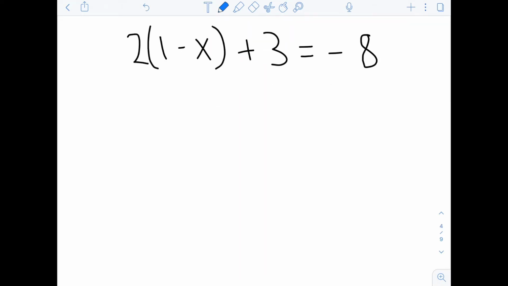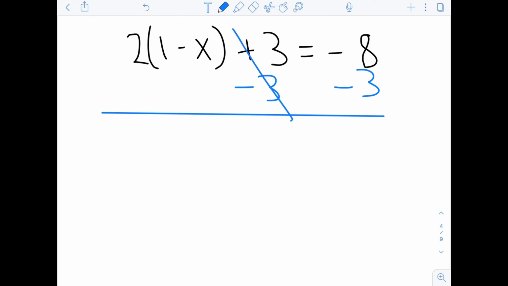In this case, the first thing I would do is get rid of that constant there by subtracting 3 on both sides. So that's going to equal 0, so it cancels out. So you're left with 2 times (1 minus x) equals -8 minus 3. And -8 minus 3 is -11.